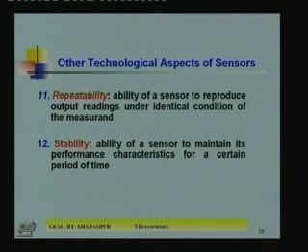Okay. And stability is another important aspect, which is the ability of a sensor to maintain its performance characteristics for a certain period of time. That means how long your sensor performs well, that is the stability. Okay, so with this I gave an introduction to microsensors, and I will continue on this topic in the next lecture, and then I will discuss the evolution of these MEMS sensors as well as a market survey. Okay, thank you. Let me stop here.